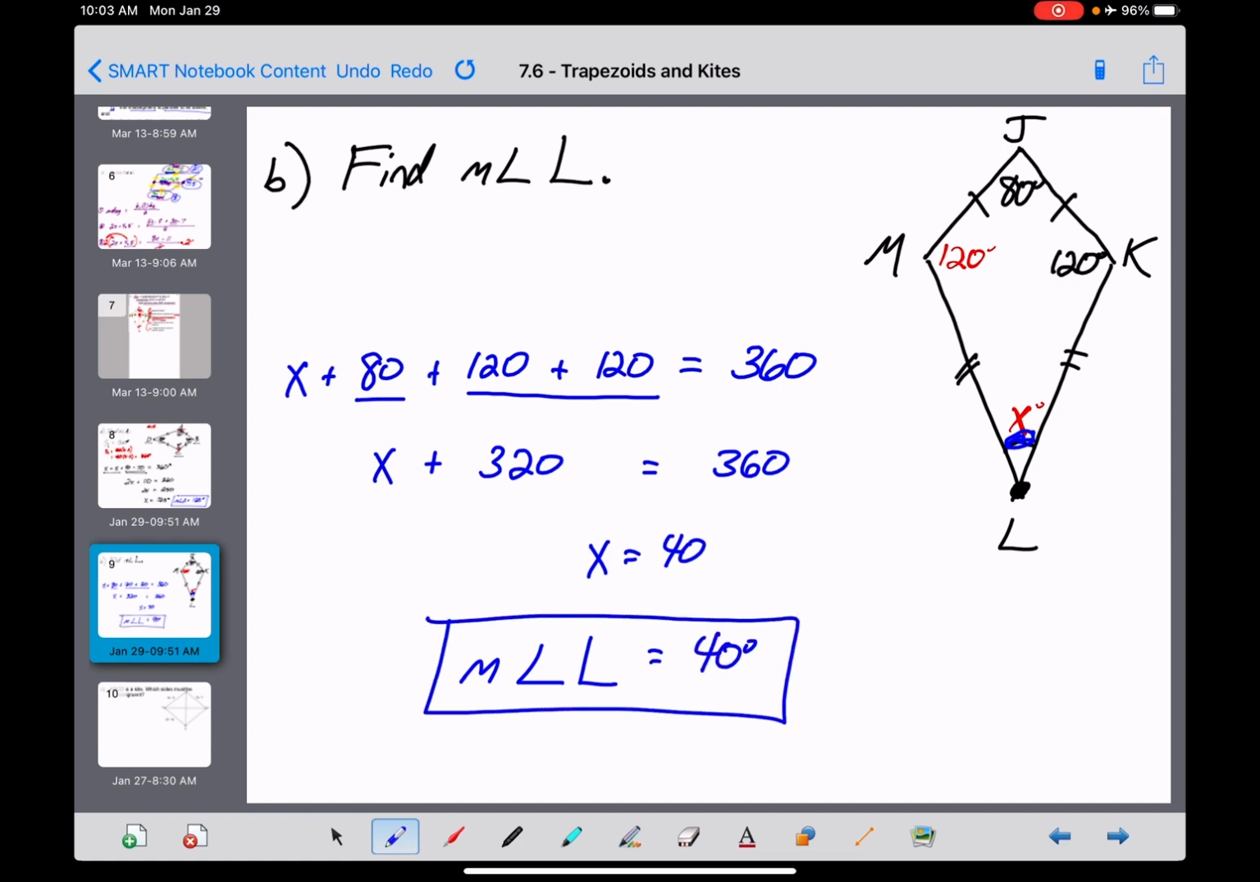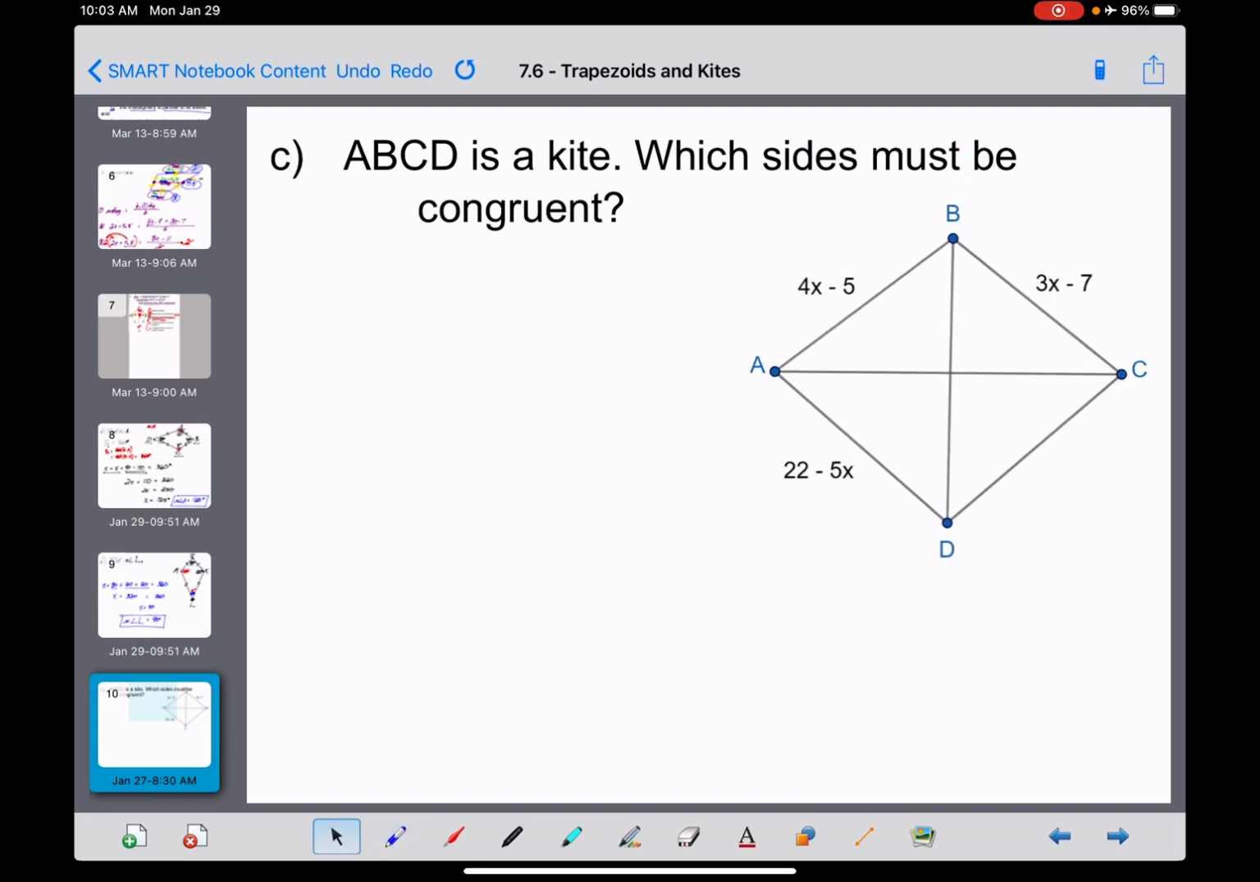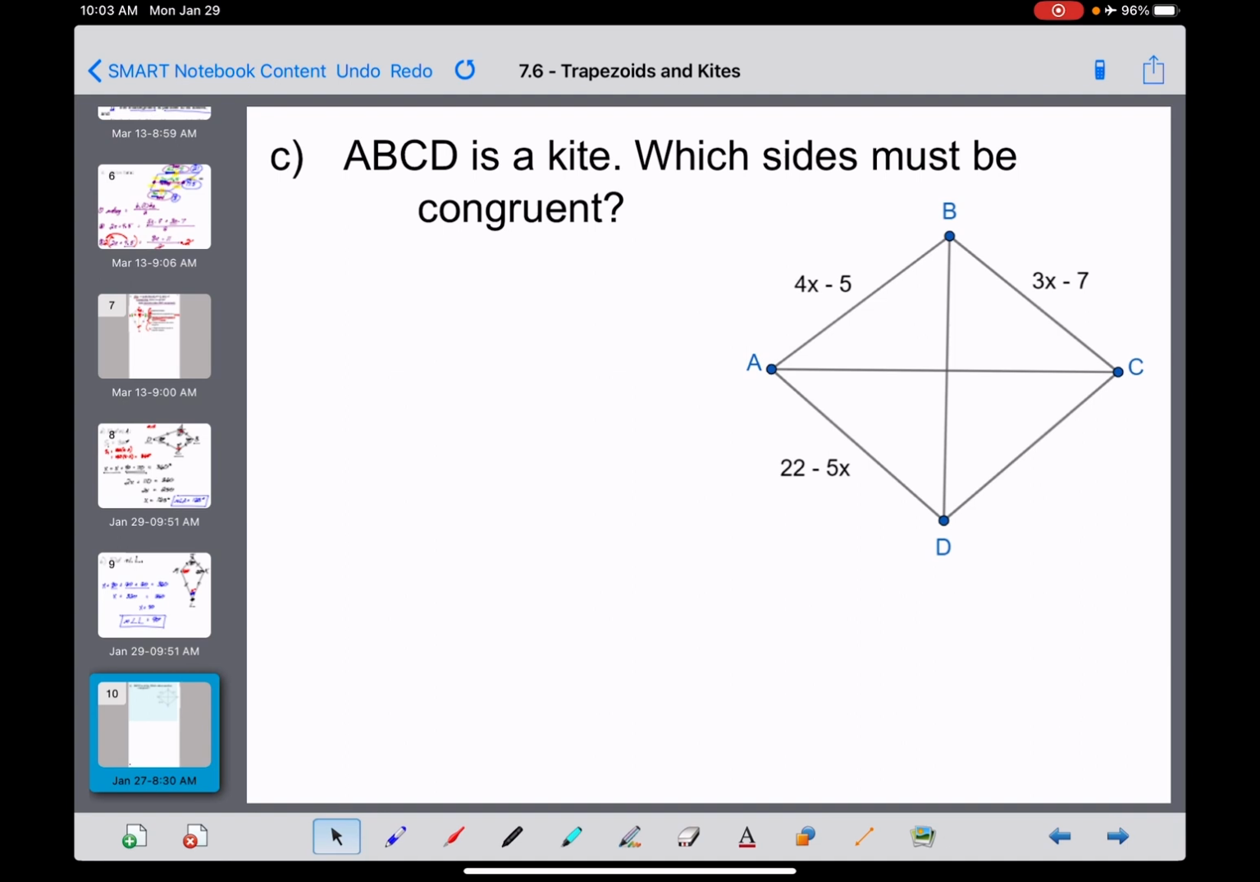All right, so hopefully neither one of those is too tough. I know there's some problems on the 7-6 worksheet that deal with that concept. This is an old problem I had from my notes a long time ago. I like this one a lot, decided to keep it in here. The directions here tell you that ABCD is a kite. So we know that it's a quadrilateral with two pairs of consecutive sides congruent.